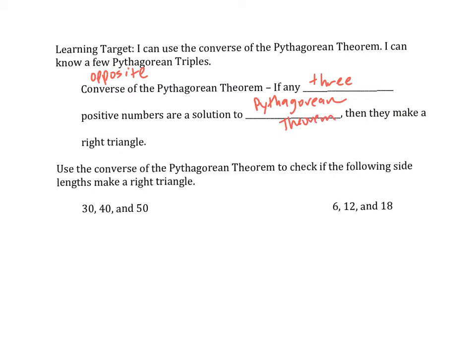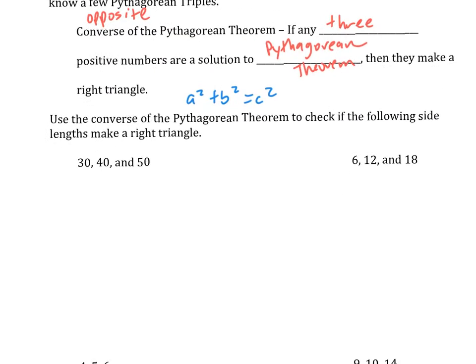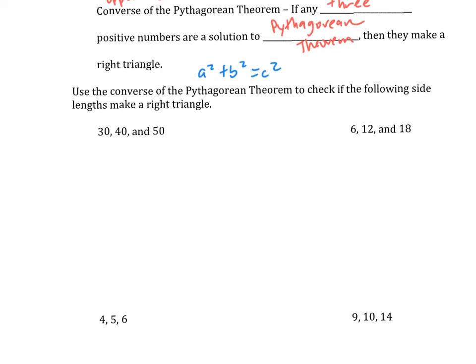Let's remember that the Pythagorean theorem is a squared plus b squared equals c squared. So if we're given three numbers, and it is true that the two shorter ones, when you square them, equal the longer one squared, then we know that we have a right triangle. So we're going to check to see if the following side lengths can make a right triangle.